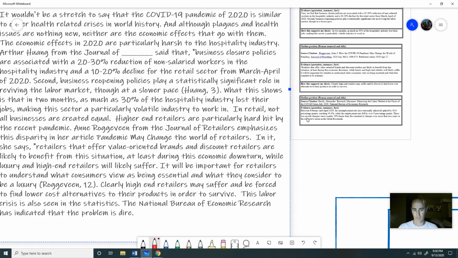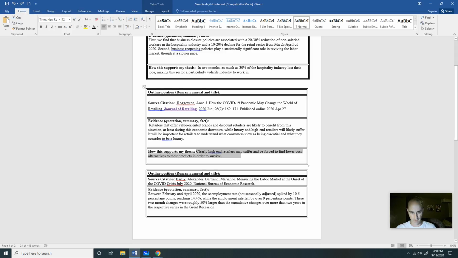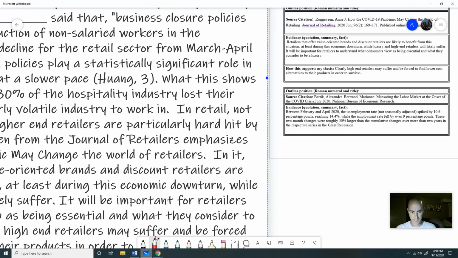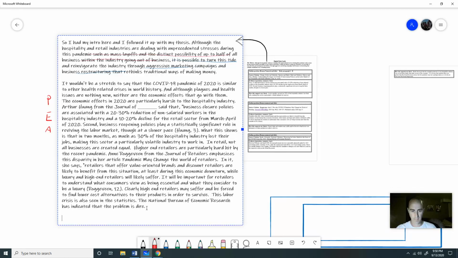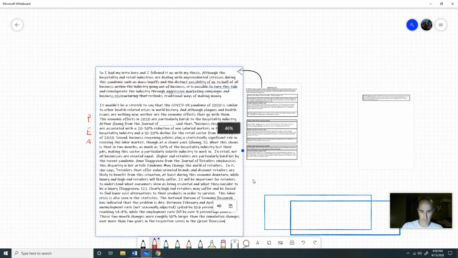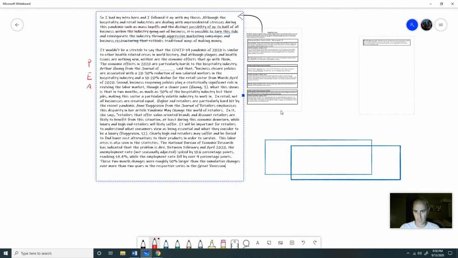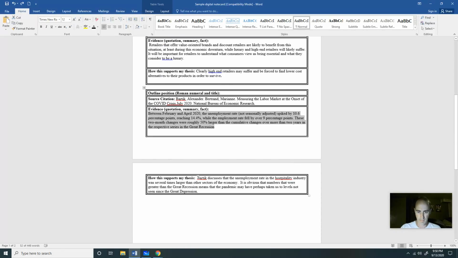Let's go to the example. Here it is. Okay, and you can feel free to read that example, and then here's my analysis on the next page. So let's look at that. Copy.